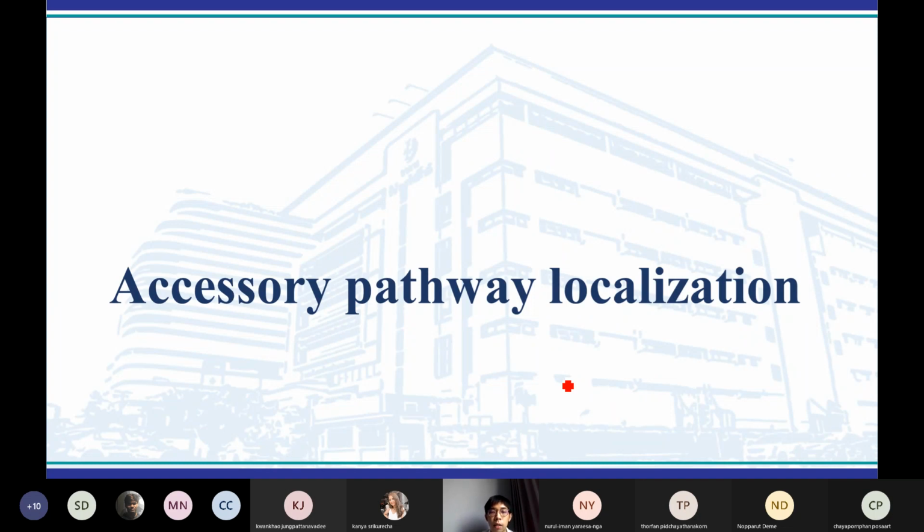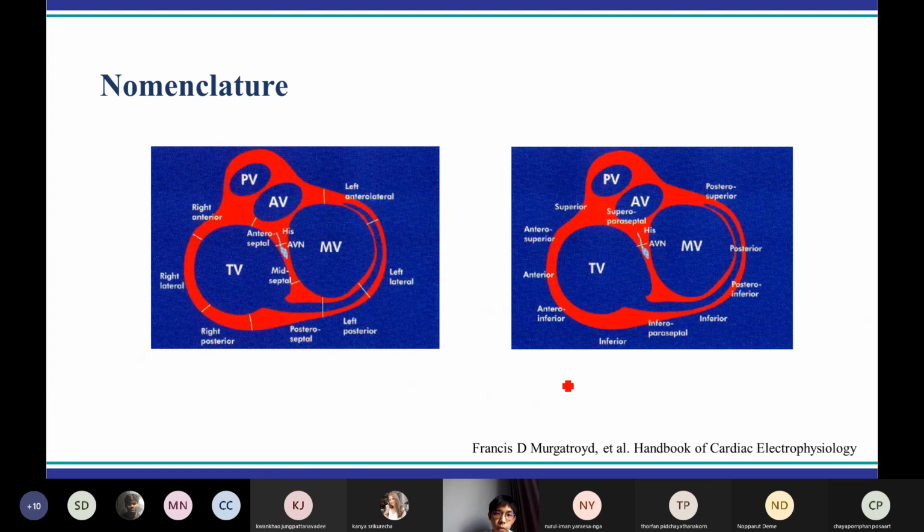Now we are going to localize the accessory pathway, which location it is in the heart. Identifying this location is important for doctors to ablate the pathway. I have to tell you that this localization is only effective in an atrioventricular bypass tract, or Wolff-Parkinson-White. Other types might not be used with this method of identifying the pathway.